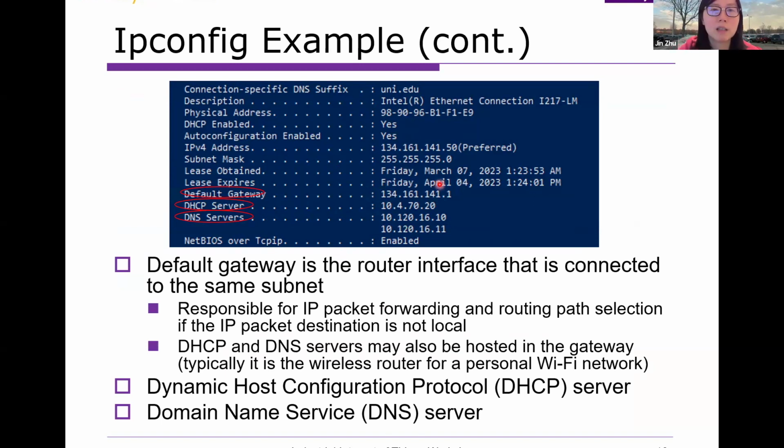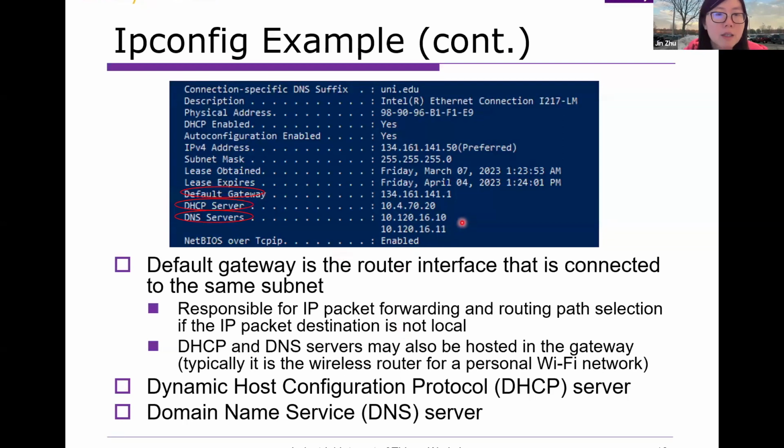Like if you are at home, typically it's going to be the IP address of, for example, your wireless router, the access point of a wireless router. That IP address is going to be your default gateway, because all the datagrams sent to the internet have to go through the router, through the default gateway.